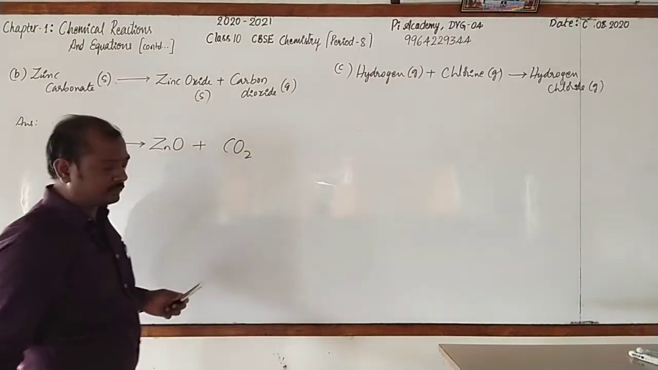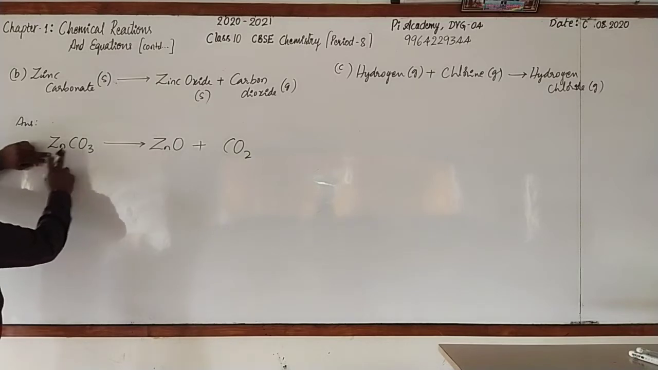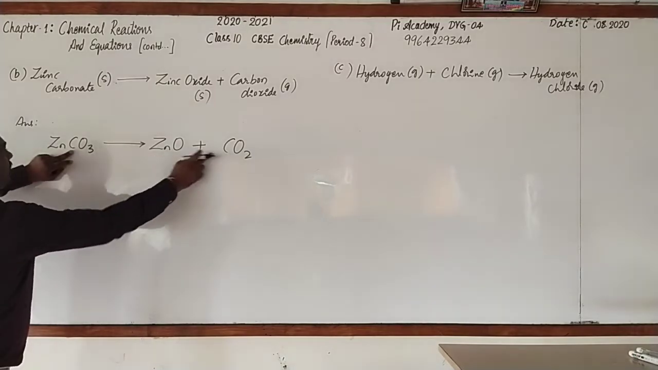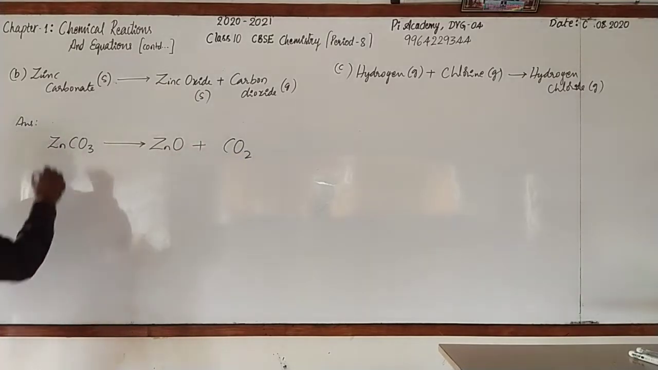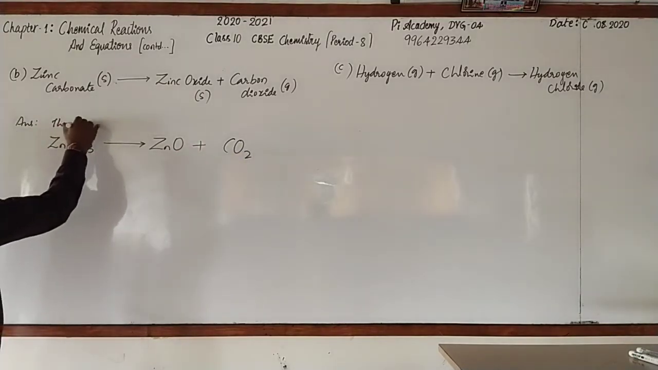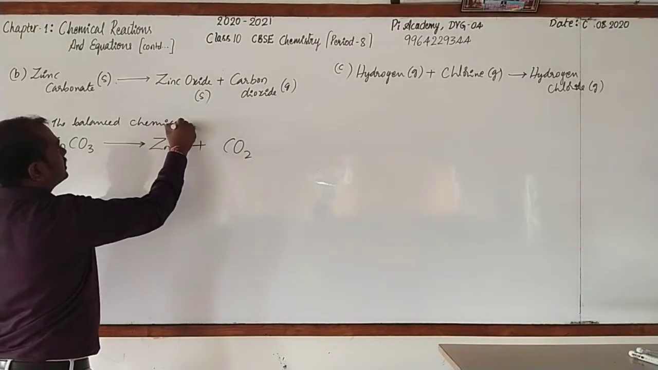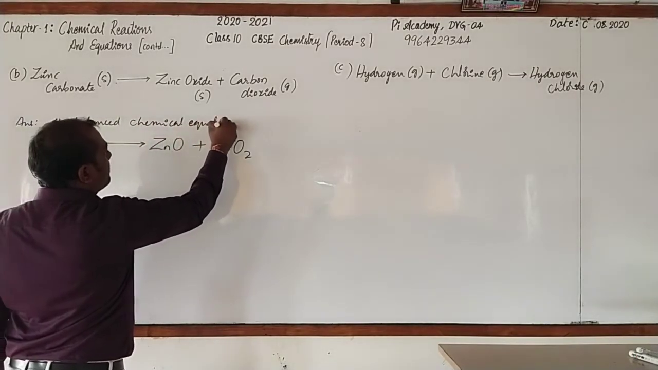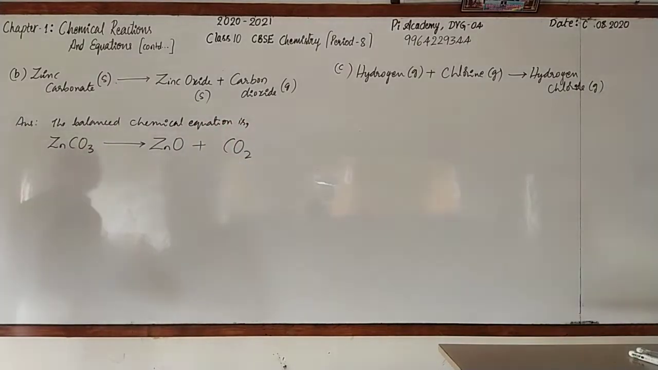Now, go for balancing it. See that. Zinc, one atom, one atom. Carbon, one atom, one atom. Oxygen, 3 here; here, 1 plus 2. It is already balanced. The balanced chemical equation is this. Got it?